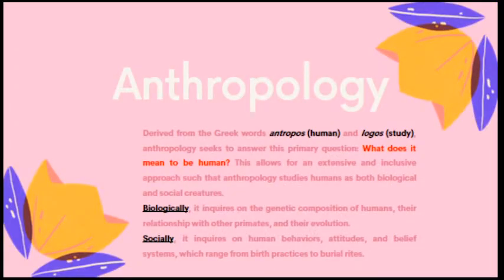What is anthropology? Anthropology is a scientific discipline originated from social philosophy and travelogues of Western travelers. It is derived from the Greek words anthropos, or human, and logos, study. Anthropology seeks to answer the primary question: what does it mean to be human? This question will be answered when anthropology studies humans as both biological and social creatures.